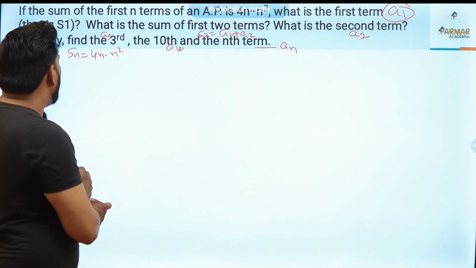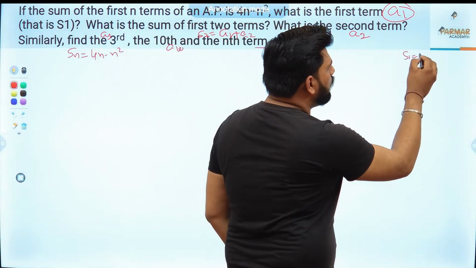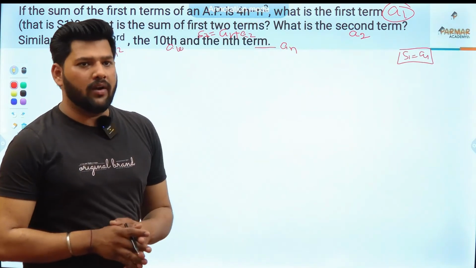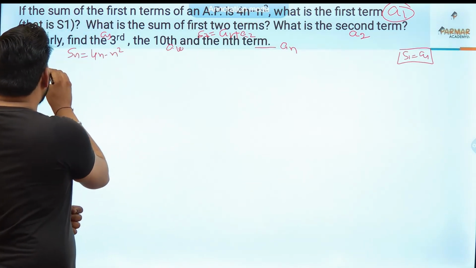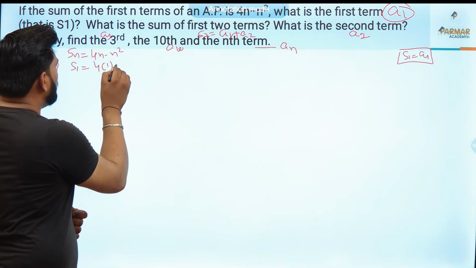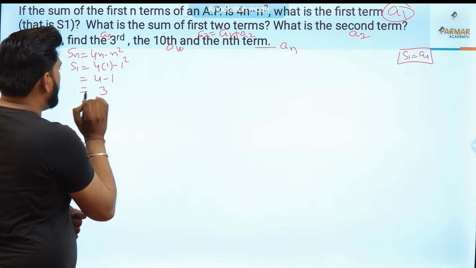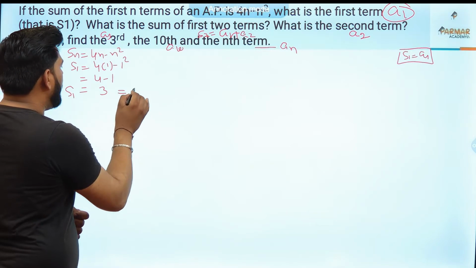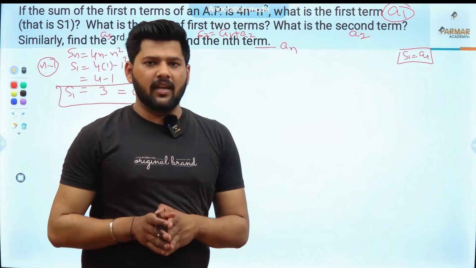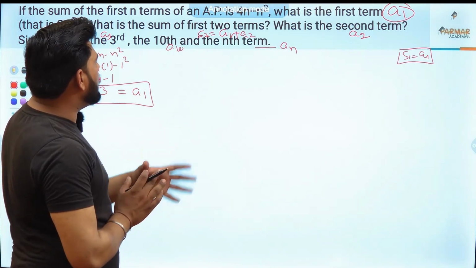So let's start. First of all, as we know, the sum of one term is equal to the first term only. There is no difference between the first term and the sum of one term. So replace n by 1 here. We will get S1 equal to 4 into 1 minus 1 square, that is 4 minus 1, that is equal to 3. So this is also equal to A1. So the first term of the required AP is 3, and the sum of the first term is also 3.